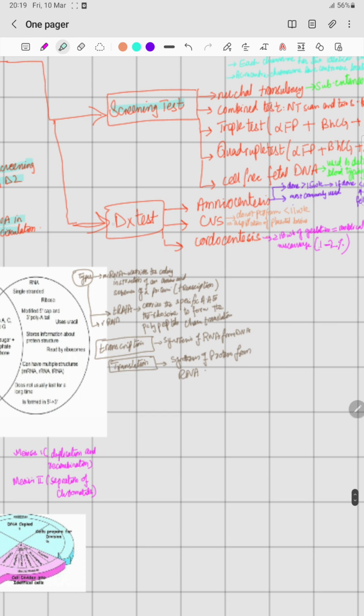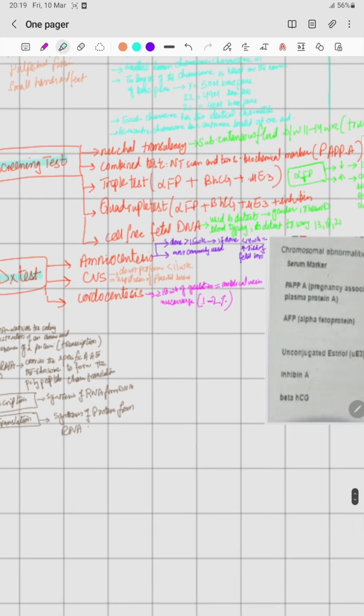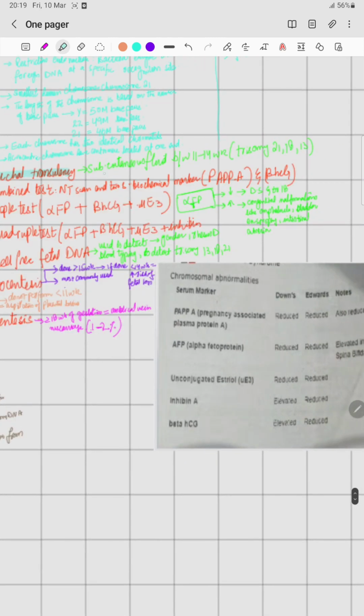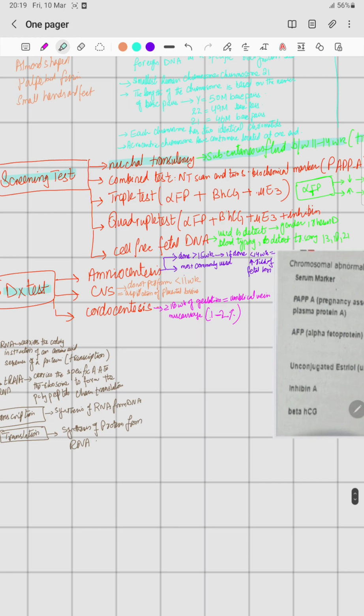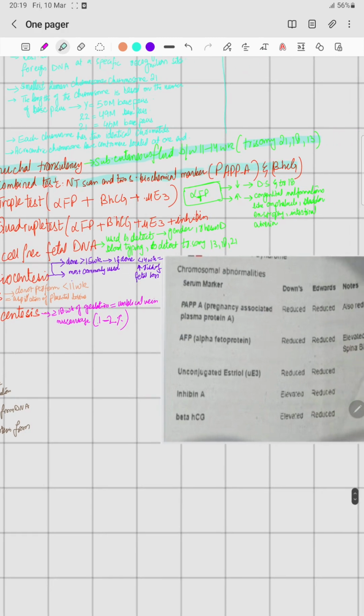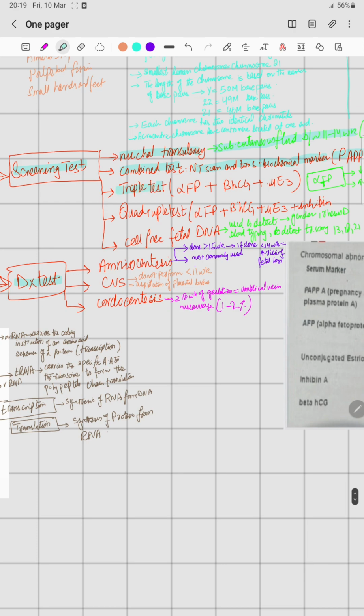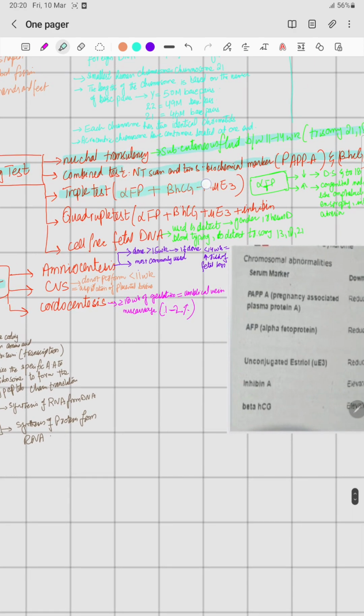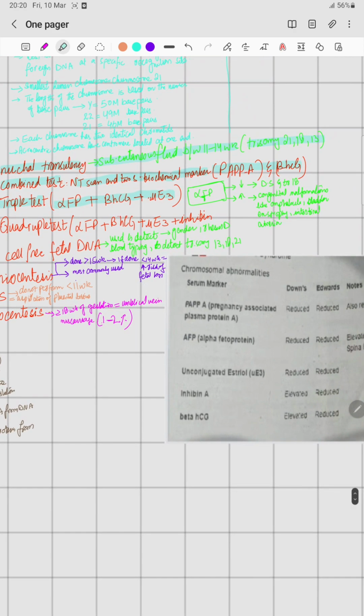Now the screening tests and the diagnostic tests. What are the screening tests? Nuchal translucency is the most important screening test, and it is the measurement of the subcutaneous fluid between 11 to 14 weeks for trisomy 21, 18 and 13. Then the combined test includes the nuchal translucency scan and two biochemical markers, PAPP-A and beta-hCG. Then there is the triple test, which includes alpha-fetoprotein, beta-hCG and estriol.